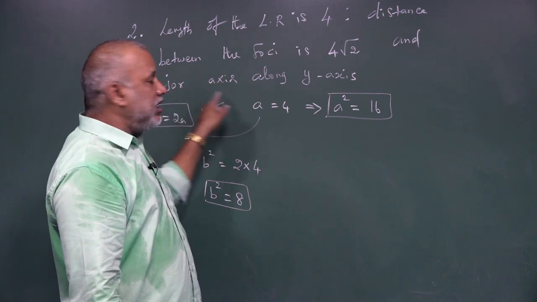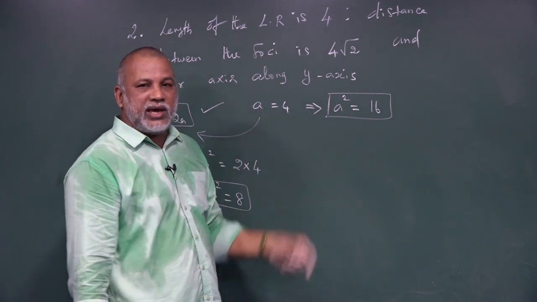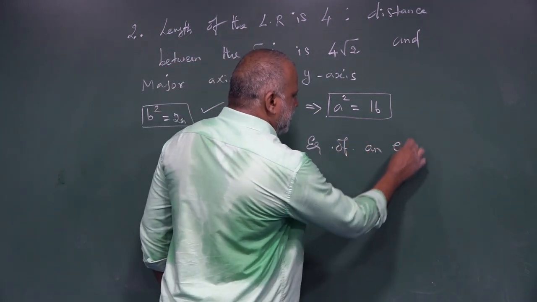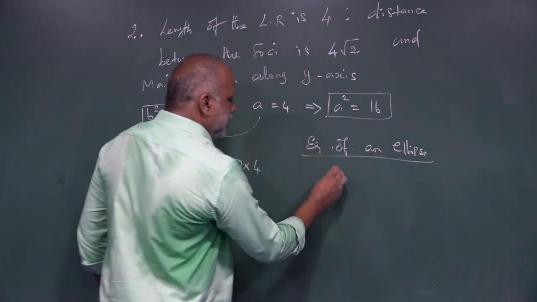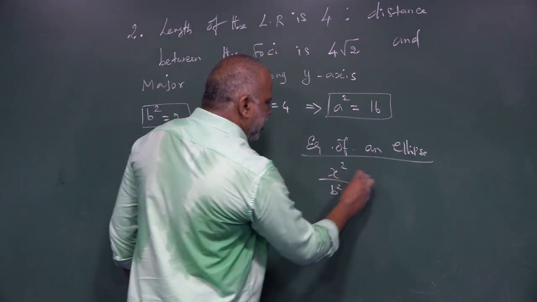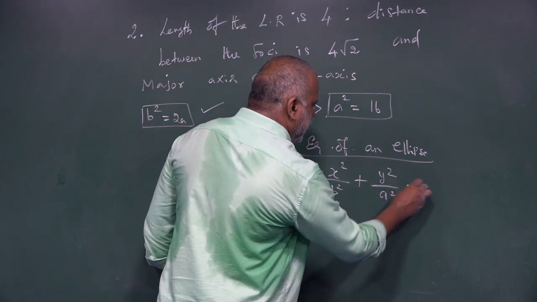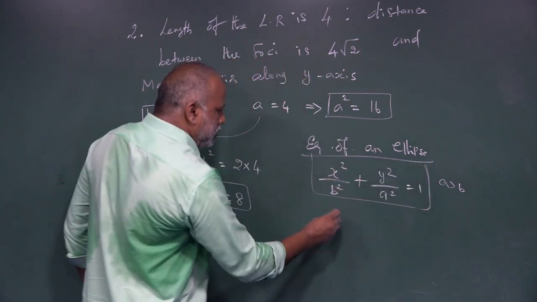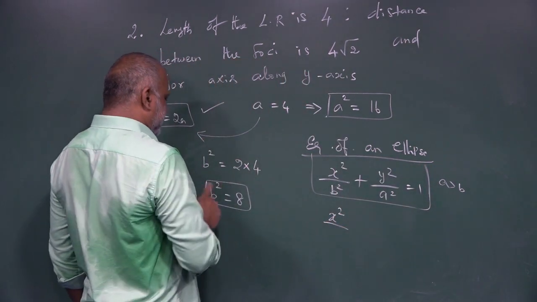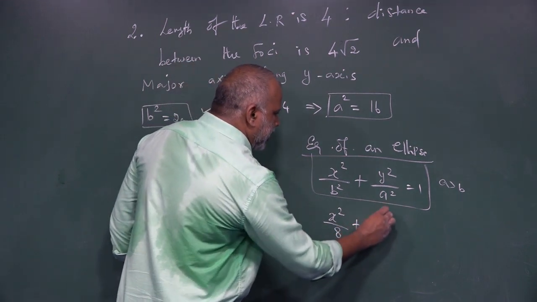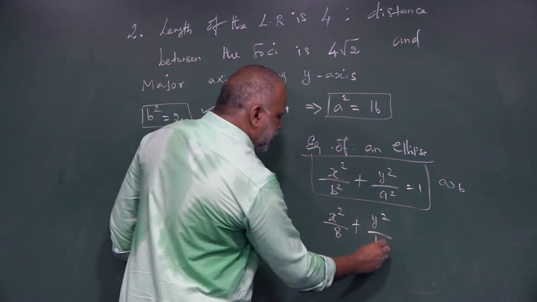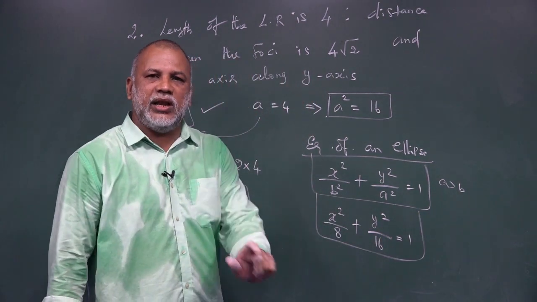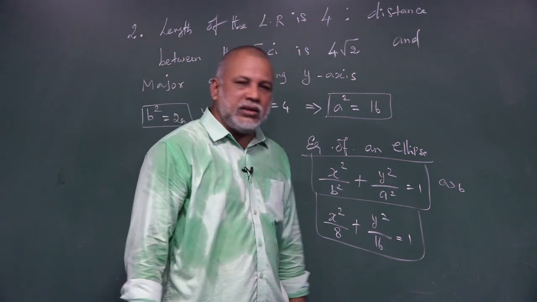Initially, we decide from the given data. As per the given data, major axis along the y axis, therefore it is type number 2. Now the equation of the ellipse is x squared by b squared plus y squared by a squared equal to 1. This is type number 2, a greater than b. So with the help of this, we can substitute. What is the value of b squared here? 8. Then y squared by, what is the value of a squared? A squared equal to 16, equal to 1. This is the equation of the ellipse: x squared by 8 plus y squared by 16 equal to 1.